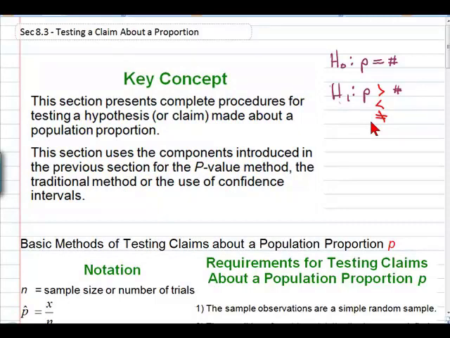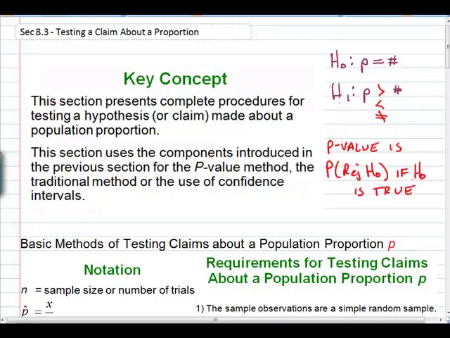We end up with a p-value. I'm just refreshing your minds here on what's going on. The p-value is what? Right, the p-value is the probability that we reject the null hypothesis given that the null hypothesis is true. That's also called a type 1 error, and alpha is what we use to represent that type 1 error. It's called a significance level.